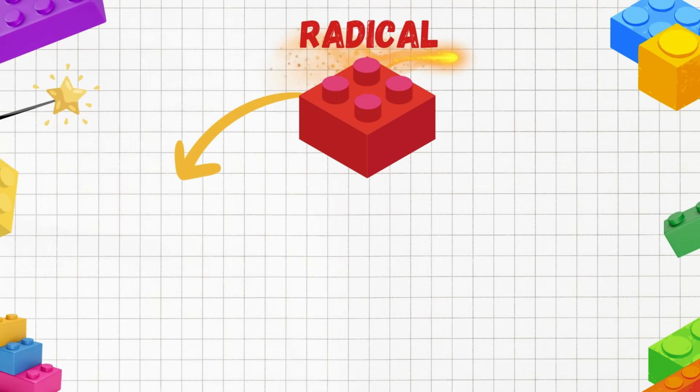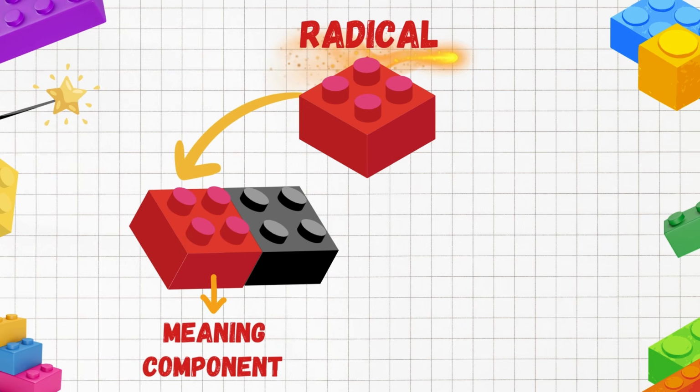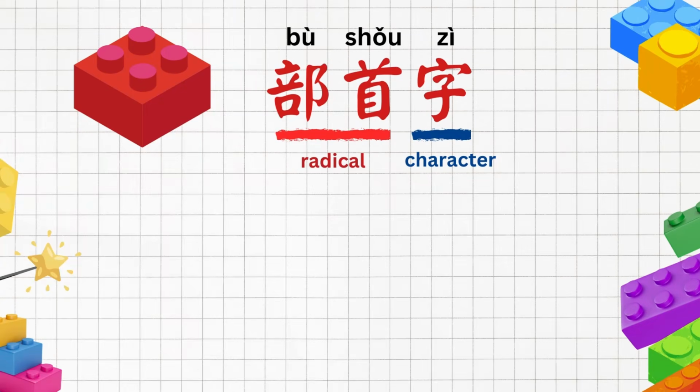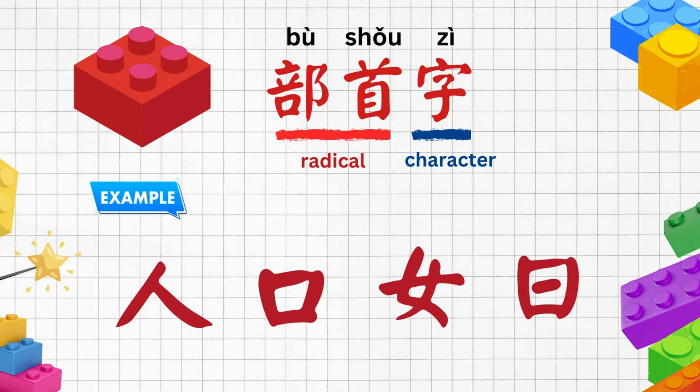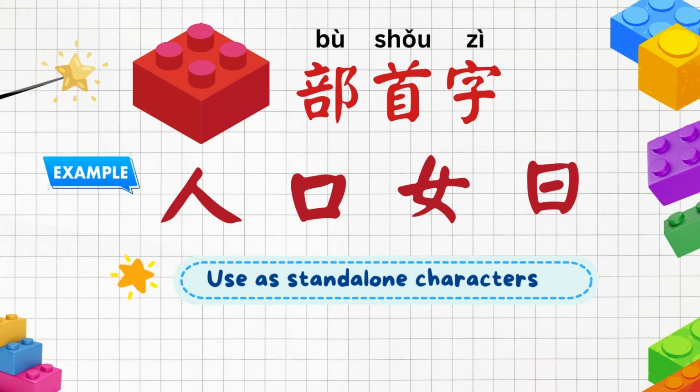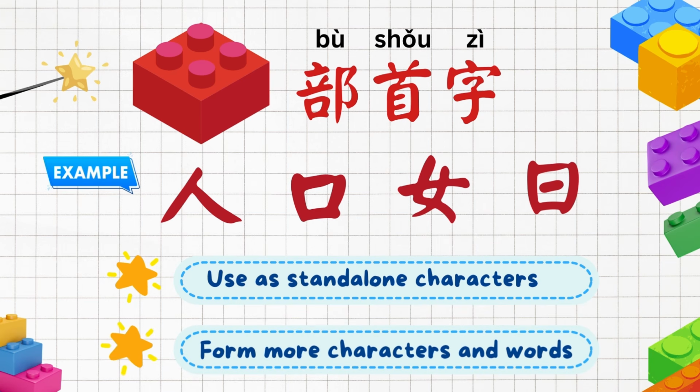Every character must have a radical. Some radicals are not just components of a character, but can also function as standalone characters themselves. For these characters, let's call them 部首字, such as 人, 口, 女, and 日. That is to say, if we know these 部首字, we not only know them as radicals, but also have more useful characters we can use right away to form new characters and even words.